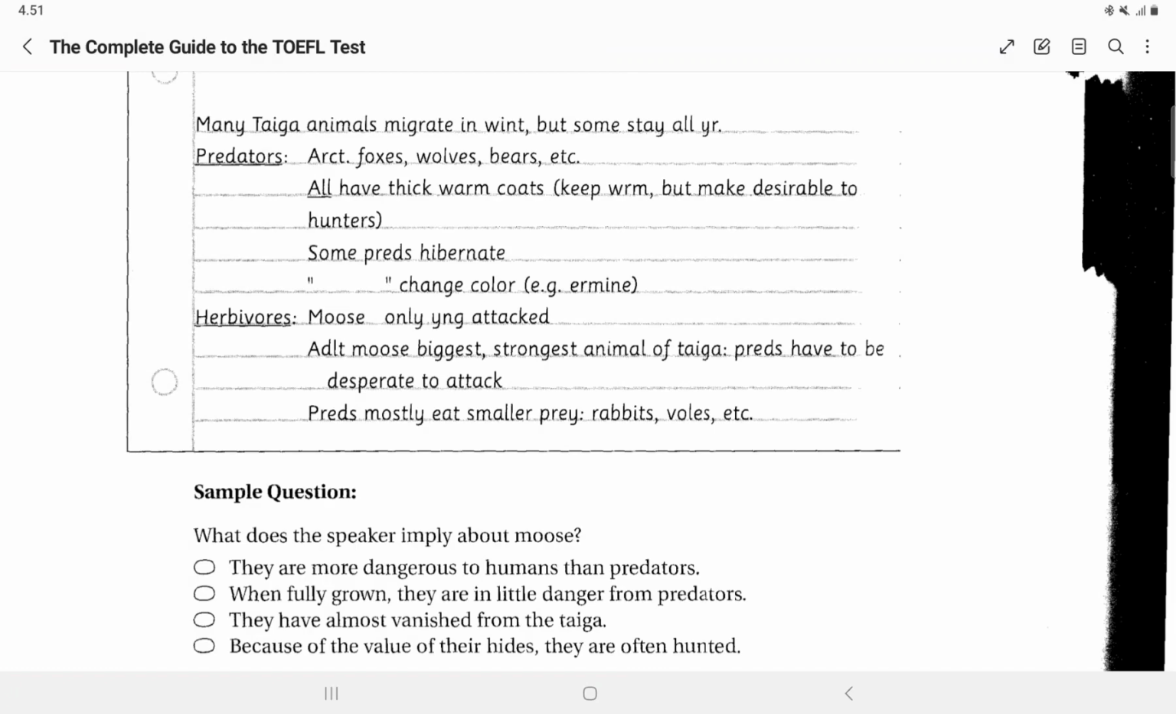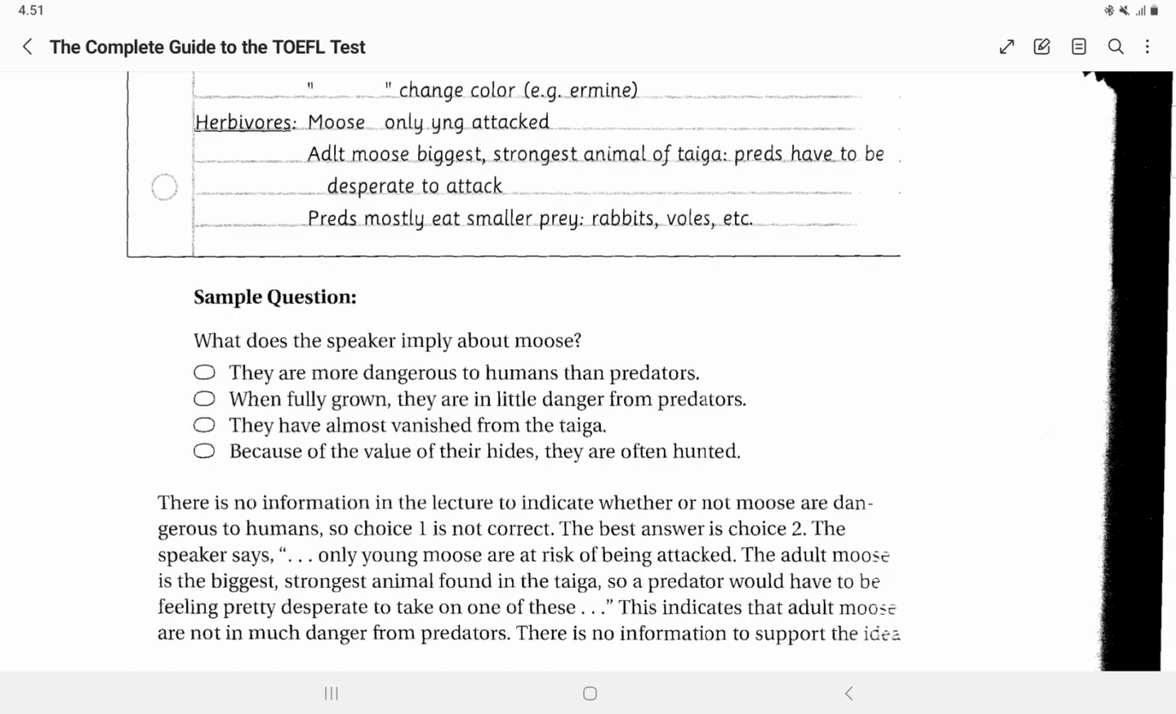What does the speaker imply about moose? There is no information in the lecture to indicate whether or not moose are dangerous to humans, so choice 1 is not correct. The best answer is choice 2. The speaker says only young moose are at risk of being attacked. The adult moose is the biggest, strongest animal found in the taiga, so a predator would have to be feeling pretty desperate to take on one of these.